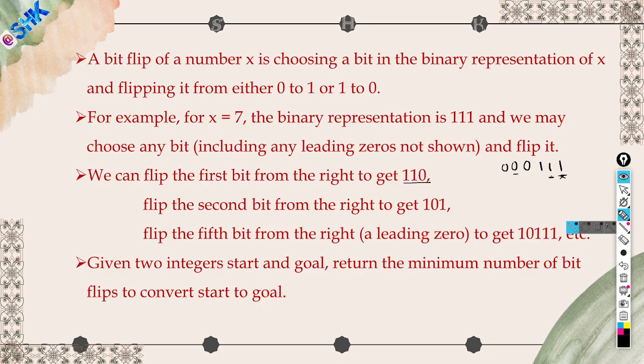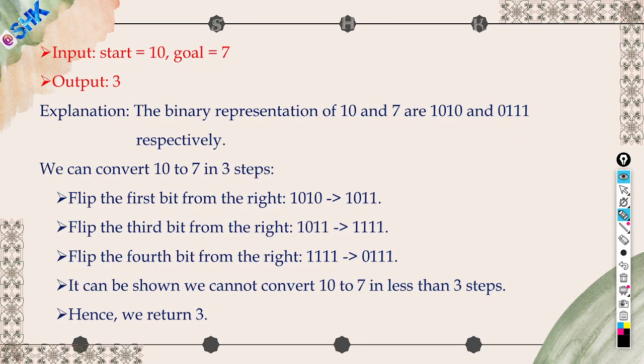So given two integers, start and goal, return the minimum number of bit flips to convert the number given in start to goal. Now we will see the example. First, we are given start equal to 10 and goal equal to 7. And the output here is 3. We will see how we get this output.